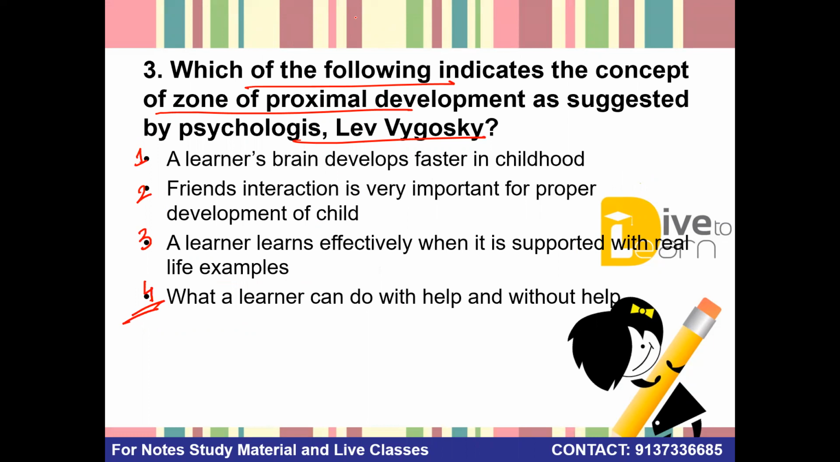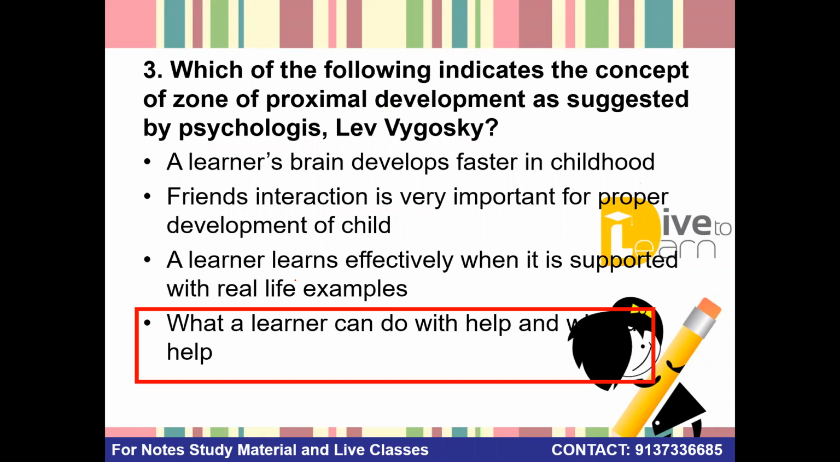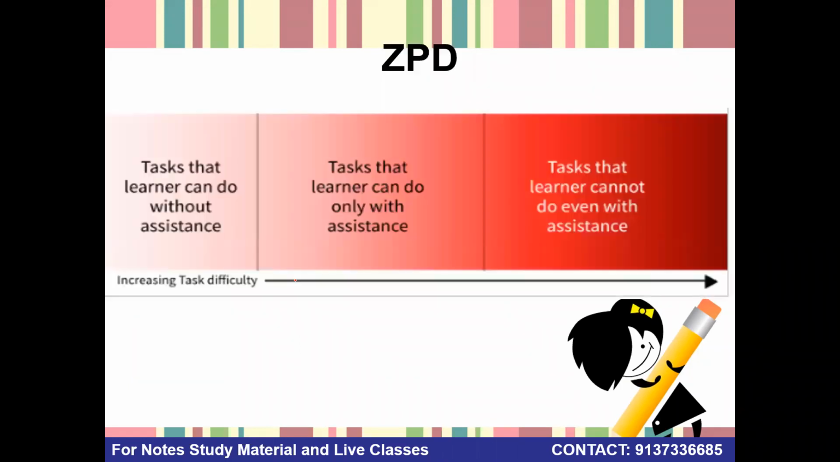This happens when we get excited that this question will definitely come. It happens in the exam too: we knew the answer, but by mistake we marked the wrong one. But is it 4? What a learner can do with help and without help? Okay, great. Almost all of you gave this answer correct. So what a learner can do, what a learner cannot do.